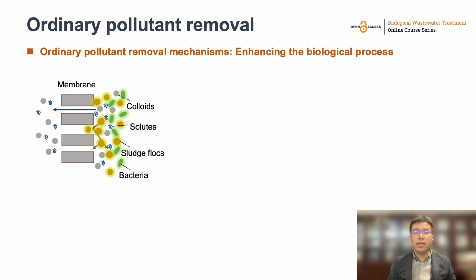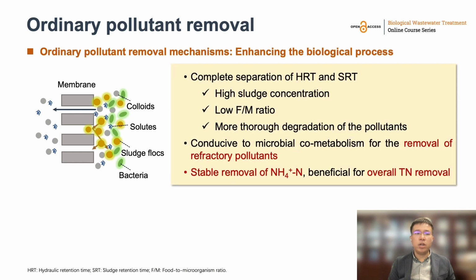However, it can profoundly enhance the biological process due to complete retention of the microorganisms and partial rejection of the pollutants. The complete separation of hydraulic retention time (HRT) and the sludge retention time (SRT) enables MBR to maintain a high sludge concentration and a low food-to-microorganism ratio (F/M ratio). That means the sludge loading is lower in MBRs. Therefore, the microorganisms can be more readily kept in the endogenous respiratory period for more thorough degradation of the pollutants.